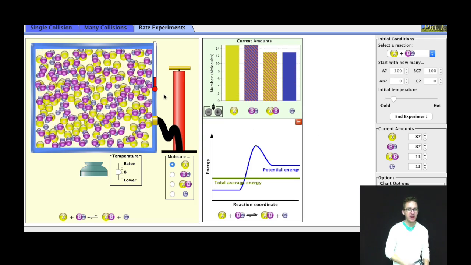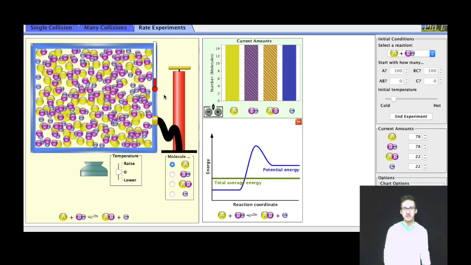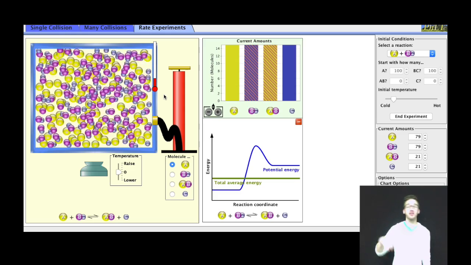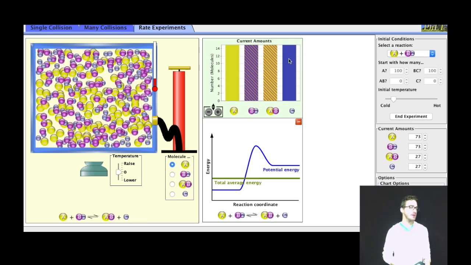Boom! Notice what happens when we bump up the concentrations. Lots more collisions, much greater chance that we're going to have some reactant particles that are colliding with the correct orientation and correct amount of energy. Therefore, we're producing more product.